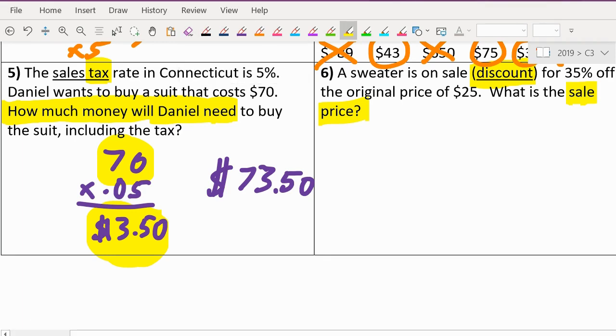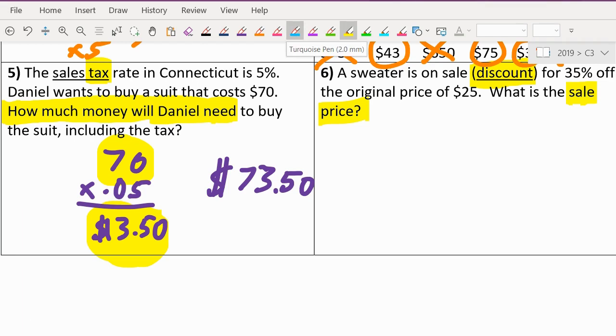All right, a sweater is on sale for 35% off. What is the sale price? Okay, so they're asking for the final price, so we're going to have to do what once we get it? Subtract. Okay, so first we're going to find 35%.